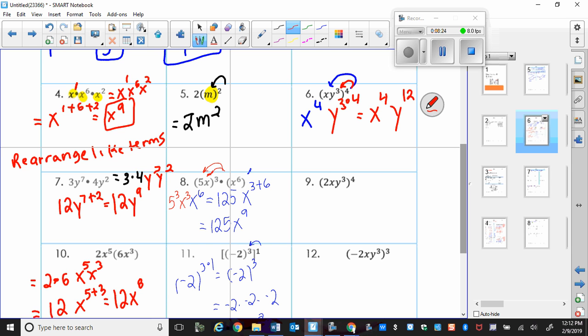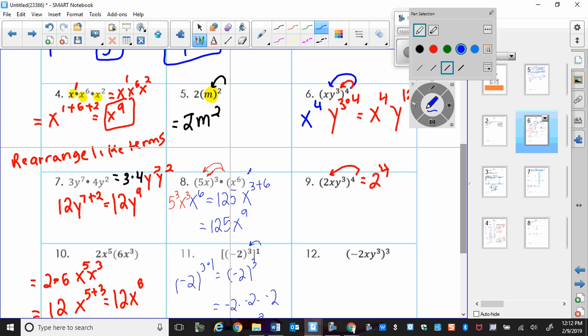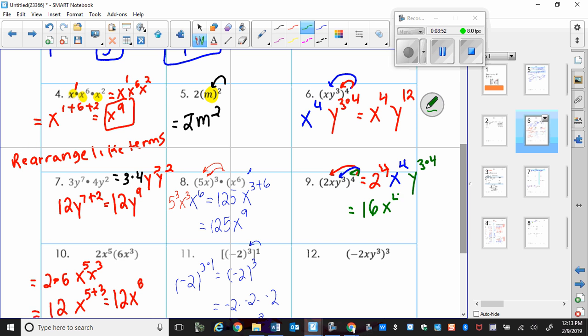So, look at number 9. The 4 distributes to the 2. I have 2 to the 4th. Then 4 distributes to x. I have x to the 4th. Then the 4 distributes to the 3. I have y to the 3rd times 4. This equals 2 to the 4th is 16. X to the 4th is just x to the 4th. Y to the 3 times 4 is y to the 12th. Final answer.